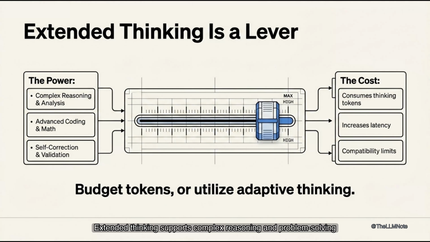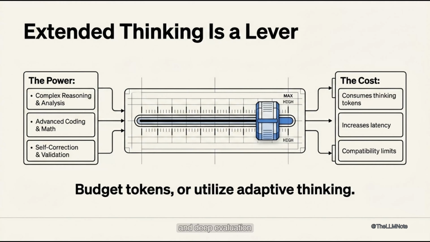Extended thinking supports complex reasoning and problem solving. It's useful for coding, mathematical analysis, and deep evaluation, but it consumes thinking tokens during execution. It can increase latency in responses. There are compatibility limits to consider. Use budgeting to manage its usage effectively. Where supported, consider switching to adaptive thinking instead.